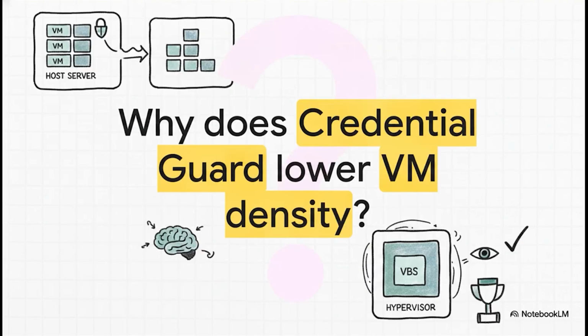I'll leave you with this mock exam question to test your readiness. An administrator enables Credential Guard on several VMs and notices an immediate drop in overall cluster VM density. What is the primary architectural cause? Take a second to think about it. If you immediately thought of nested virtualization overhead due to the VBS instance, you are perfectly calibrated for this topic.